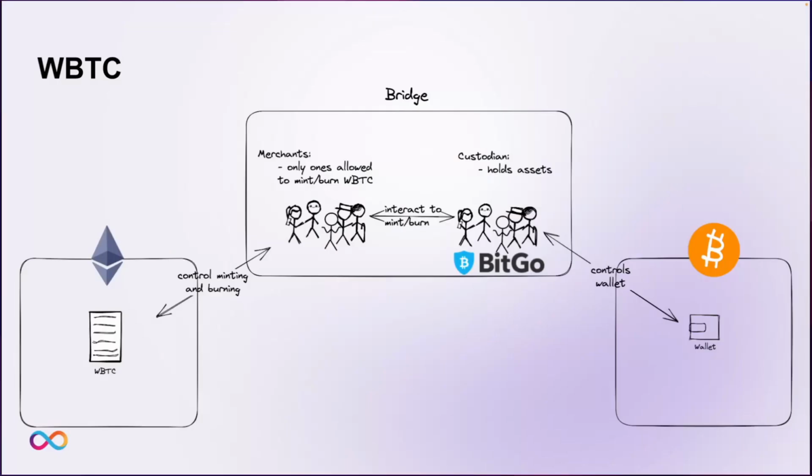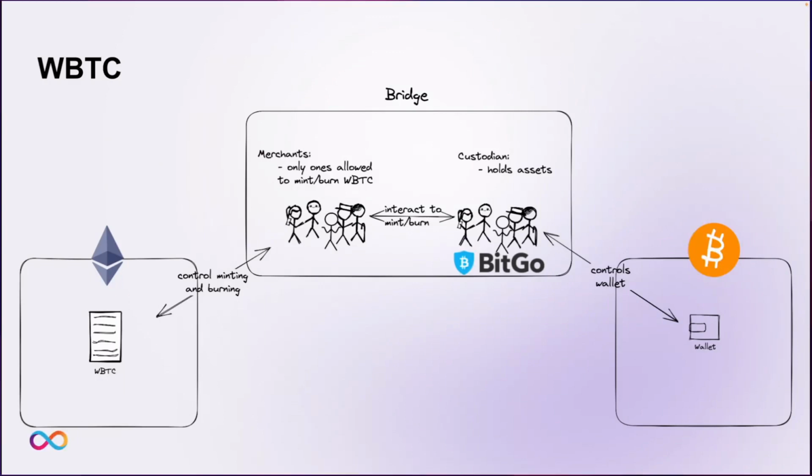And a good example, as we are talking about Bitcoin, is ckBTC on Ethereum. So when using ckBTC, you're actually trusting 2 groups of people. The first group are the custodians, they hold the assets, and the second group are the merchants, and they are the only ones allowed to mint or burn ckBTC on Ethereum. And even though the plural of custodian is used, it's actually only one single company that acts as a custodian, and that company's name is BitGo.